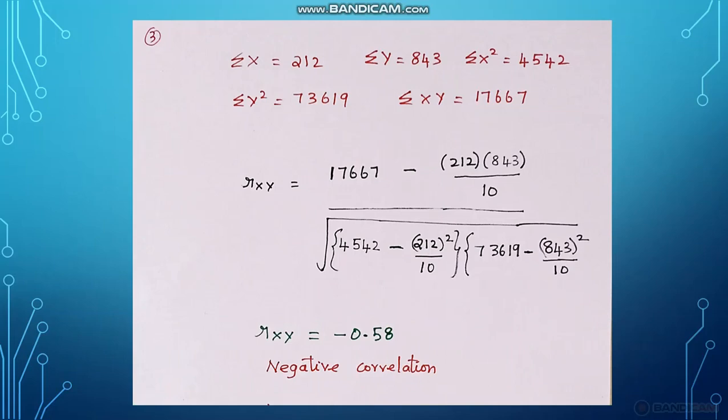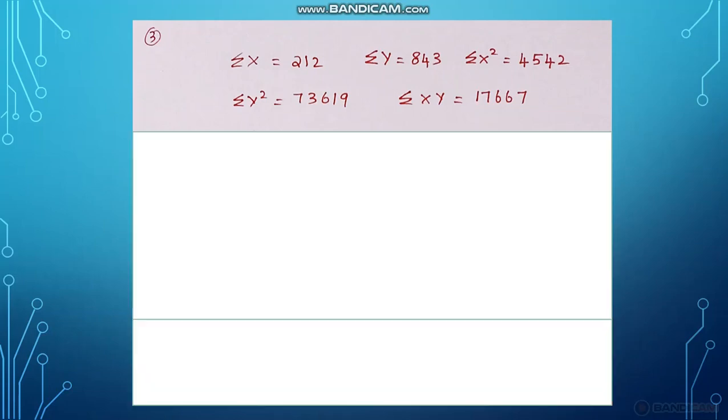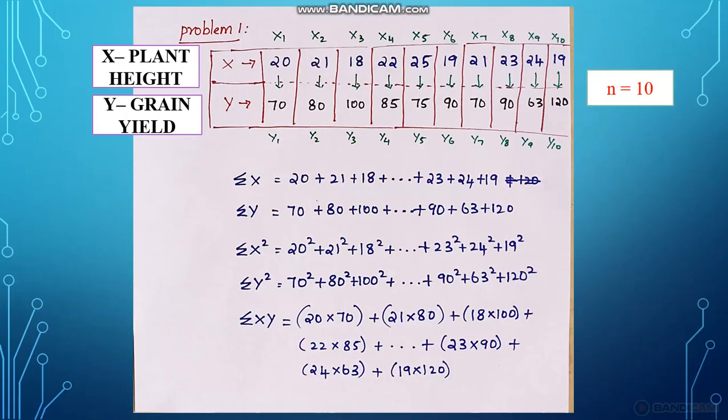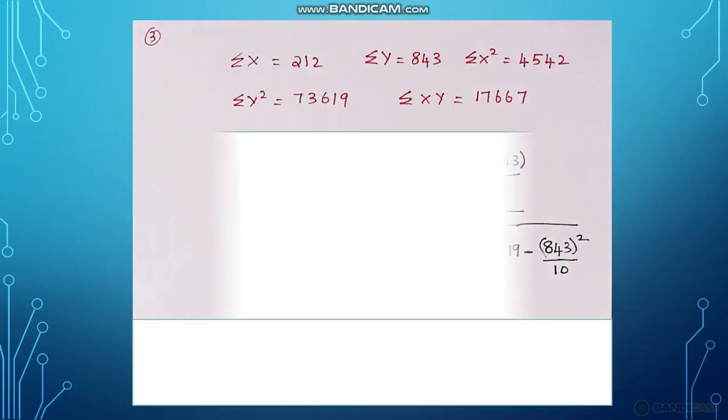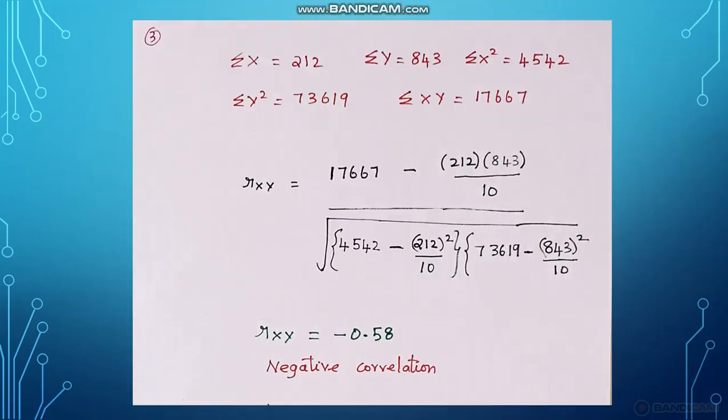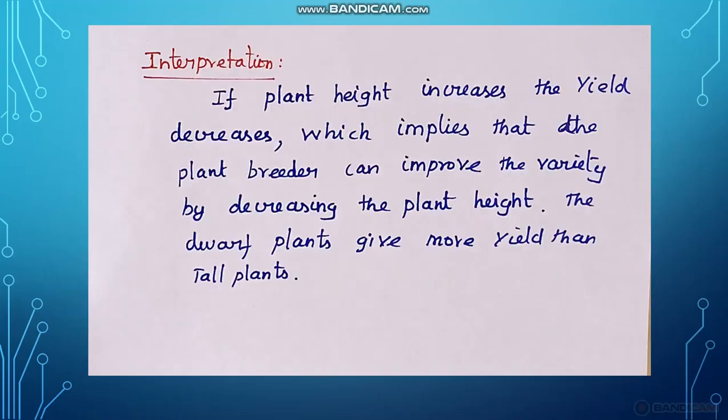Between the plant height and the grain yield there is negative correlation, because the value is minus 0.58. The meaning is if the plant height increases, the yield decreases, which implies that the plant breeder can improve the variety by decreasing the plant height.